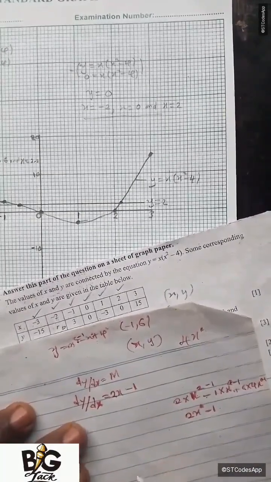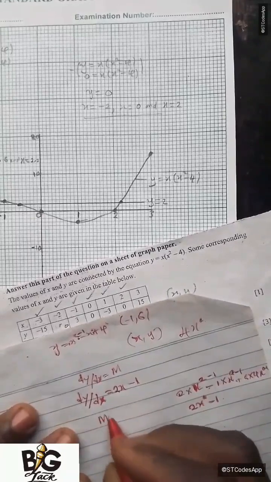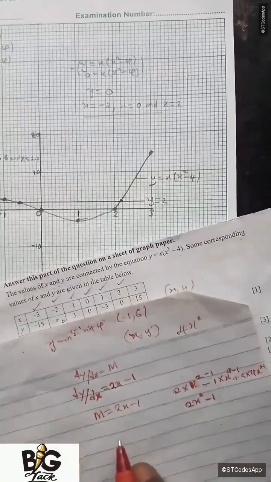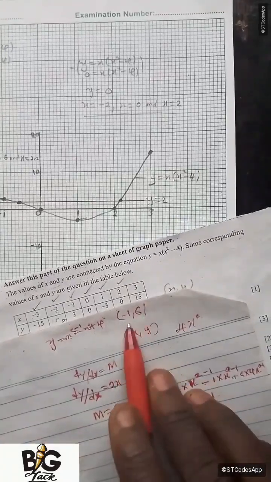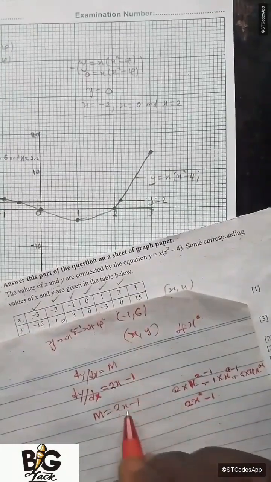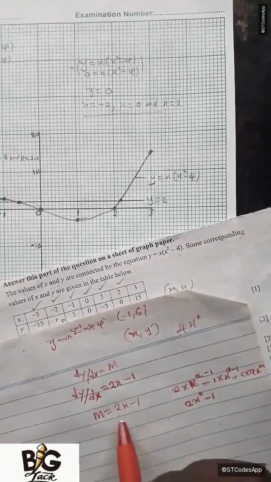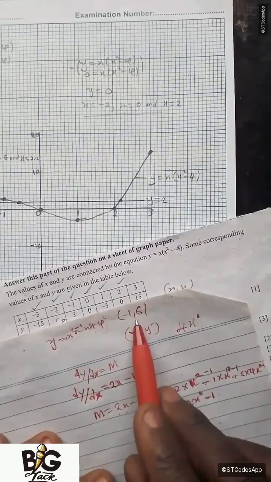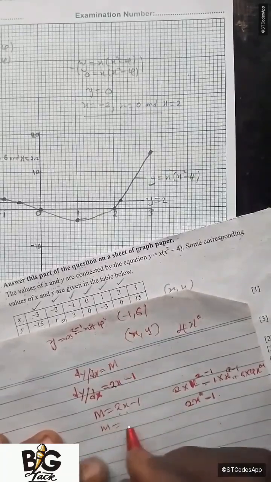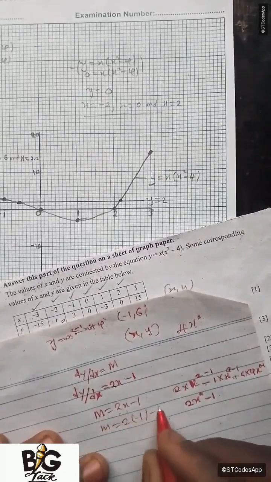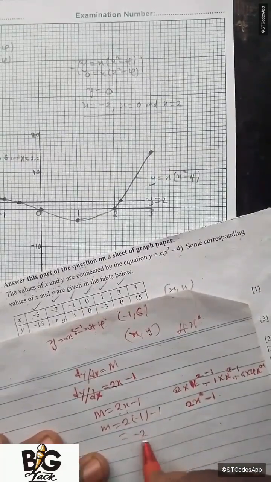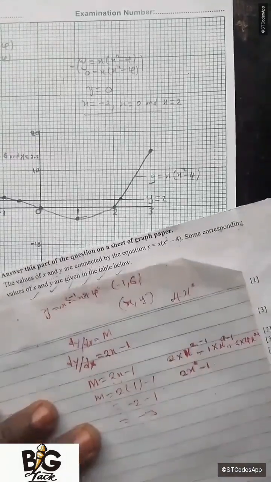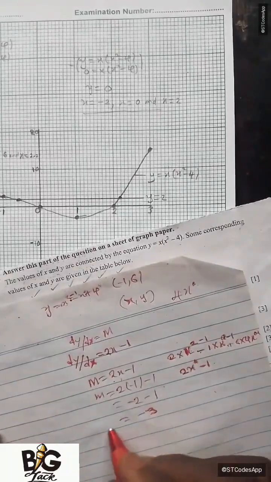So now on this part, I was saying dy/dx is equal to the gradient. So let's find the gradient here. So gradient is equal to 2x minus 1. Now they have given us the coordinates here. So for us to find the gradient, we need to have the value of x here. The value of x in this case is negative 1, which is this one here. So I'm going to say gradient is equal to 2 open bracket negative 1 close, minus 1. So this one here is going to be negative 2 minus 1. Then the final gradient is going to be negative 3.